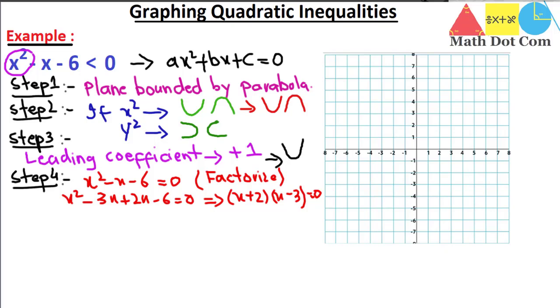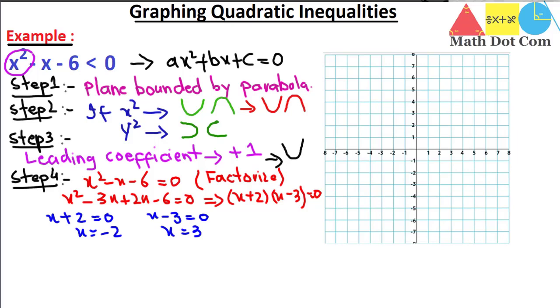So from this factorization, we came to know that there are two x-intercepts. That means x + 2 = 0 and x − 3 = 0. So this means x = −2 and this means x = 3. So we have two x-intercepts. X-intercepts are basically the points where the parabola will cut the x-axis, or where y equals 0.